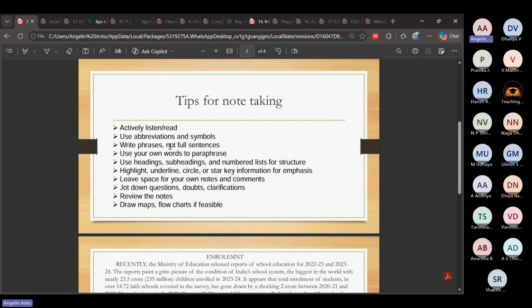It's very important not to use full sentences. They tend to look at that quite a bit. So just keep it a bit broken, not in a way that you can't understand it. But yeah, try not to write full sentences. And then again, you should have headings, subheadings, and numbered lists.